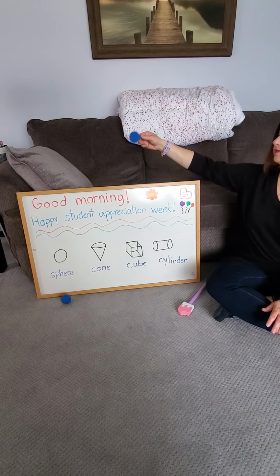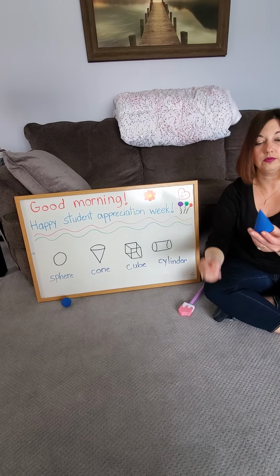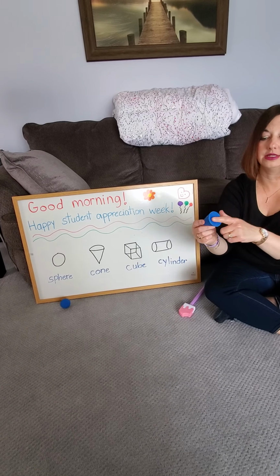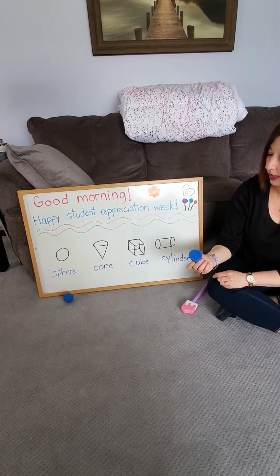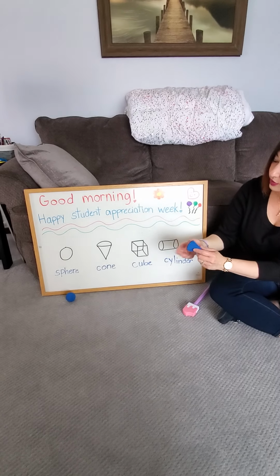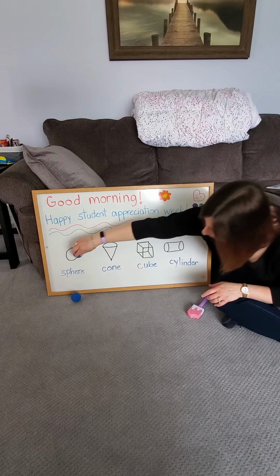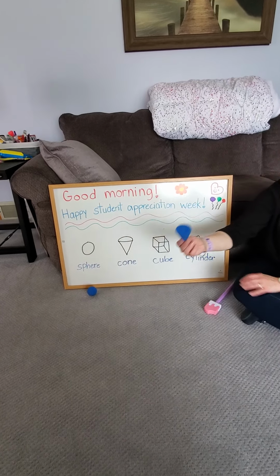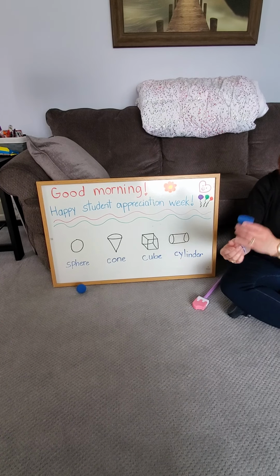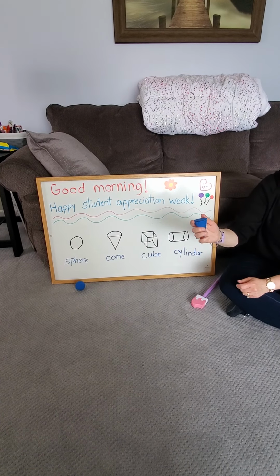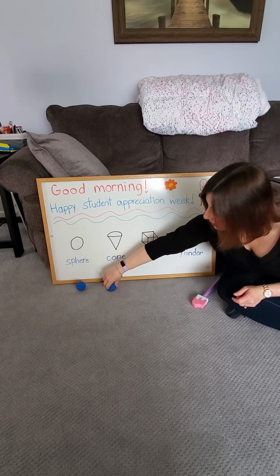The next one is a cone. Okay, it has this little point on the end and it has a flat surface. If I were to trace that flat surface, it would also make a circle. But this is a cone. It's three-dimensional. I can hold it. So there is a cone.